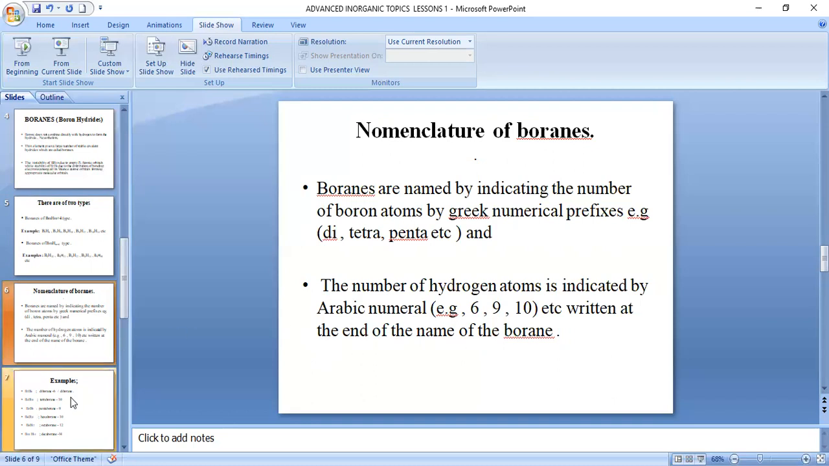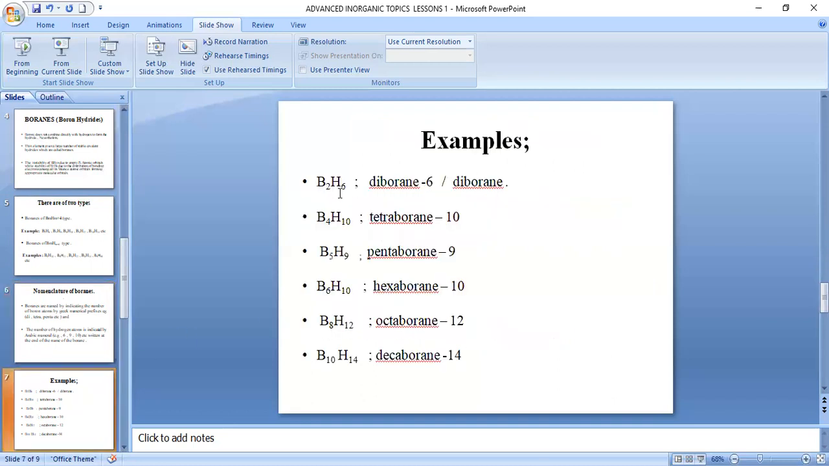Let us look at the examples. If the number of boron atoms is 2, we said they are called di. So if the number of hydrogens is 6, the name will be diborane-6. If they are 4 and the hydrogen atoms are 10, 4 is tetra, so it will be tetraborane-10. If they are 5, it will be pentaborane-9, where 9 is the number of hydrogen atoms. If it is 6, hexaborane-10, where the number of hydrogen atoms is 10. If the boron atoms are 8, that is octaborane-12.